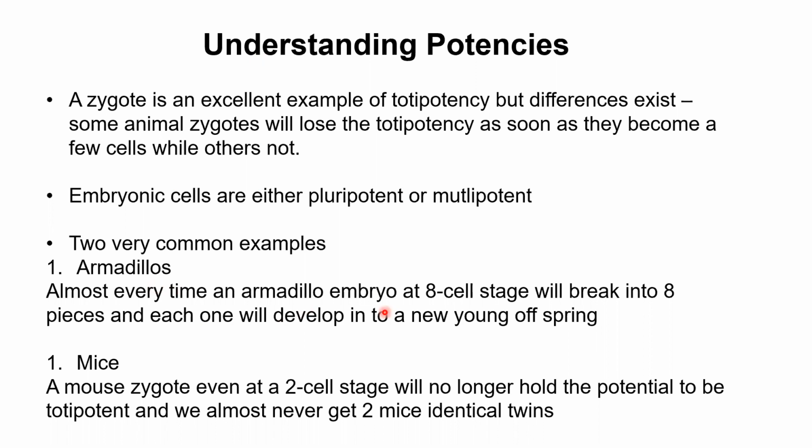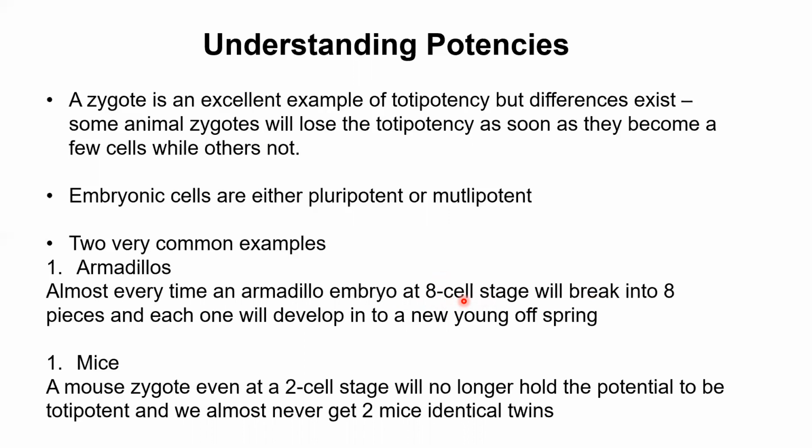When the embryo reaches the 8-cell stage, it will break into 8 different pieces, and each different piece will develop into a new armadillo and a new young offspring. Now, what does it mean? It means that even at the 8-cell stage, the zygote is still totipotent, because breakage of one 8-cell stage embryo into 8 pieces will give rise to 8 new offspring.